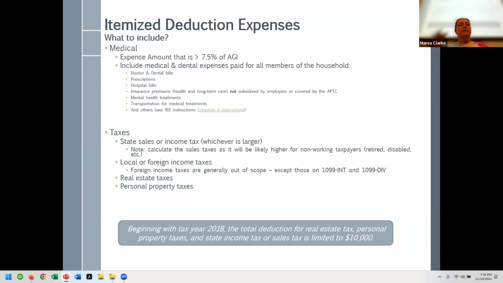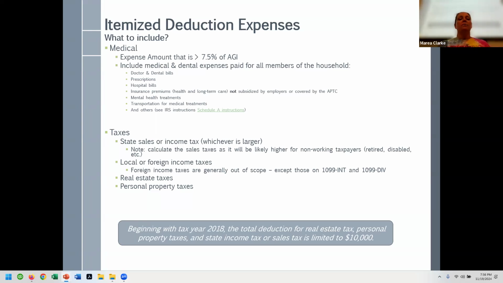It includes all kinds of doctor bills, dental bills, prescriptions, hospital bills, insurance premiums if they weren't paid out of pre-tax money, out of your wages, and a lot of other things. So it is a very large list of potential expenses, but generally nobody's going to hit this unless something has gone very, very badly for them. So usually it takes a lot of stuff to go wrong to hit that 7.5%.